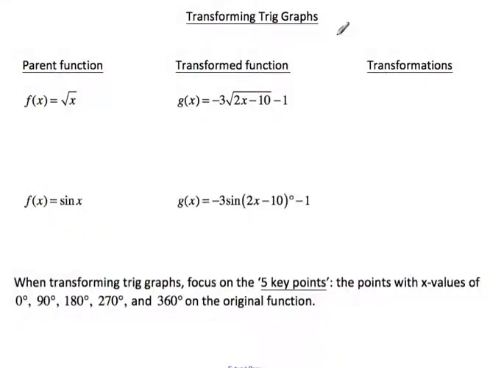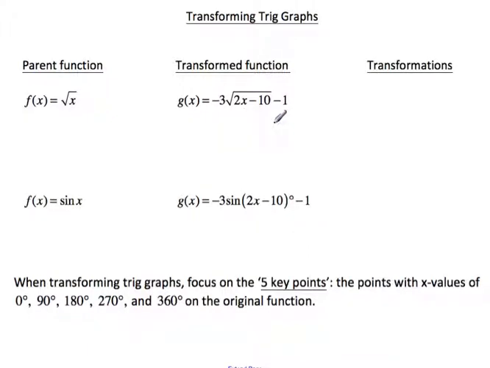In this video, we're going to look at applying transformations to the graphs of trigonometric functions. First, let's remind ourselves about how transformations work in general. We start with a parent function like f of x is equal to the square root of x, and we can change the parameters of that function and come up with a transformed function like this one, g of x is equal to negative 3 square root of 2x minus 10 minus 1.